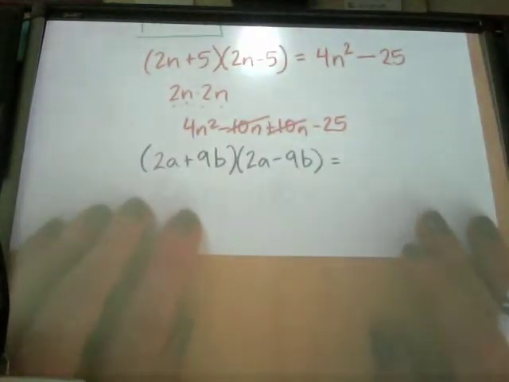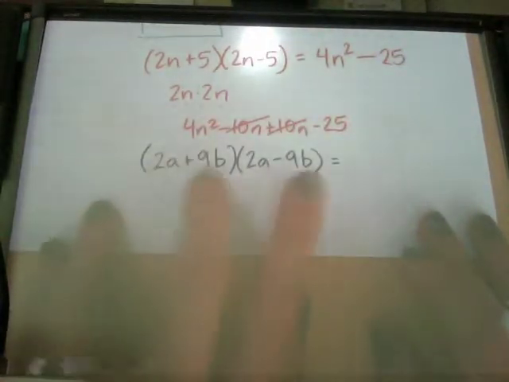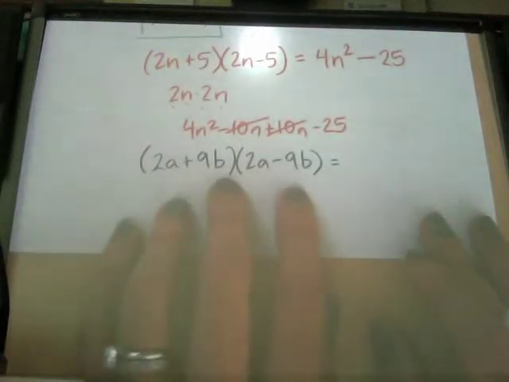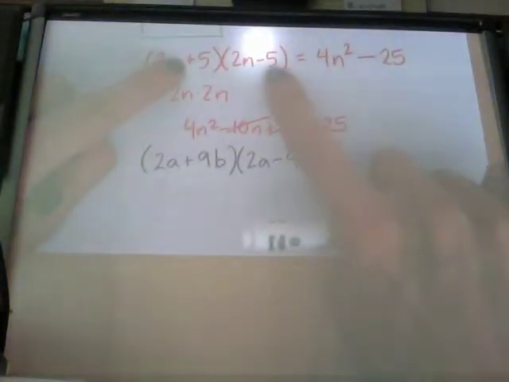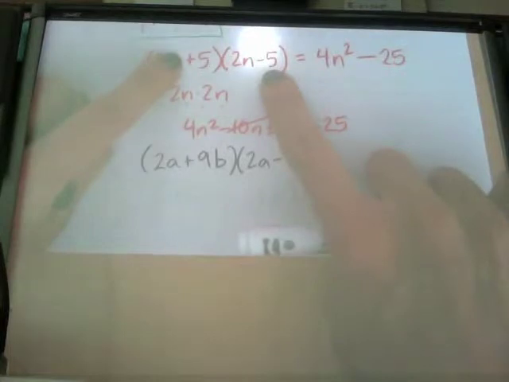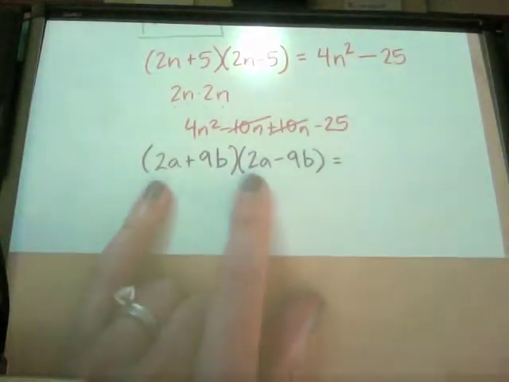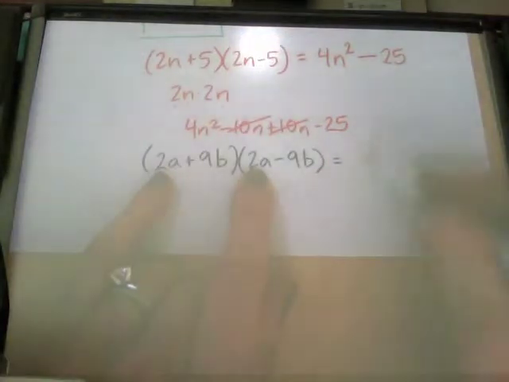Now the pattern again says take the a value, that's the first one, square it. Take the second value, the b value, and square it, and put a minus in between. And it will always be a minus, because if you look back up here at this orange one, when we do last, positive times negative always makes a negative, so you'll always have a minus. Okay, a squared. Here's my a, the 2a. What happens if I square it? 2a times 2a? 4a squared.